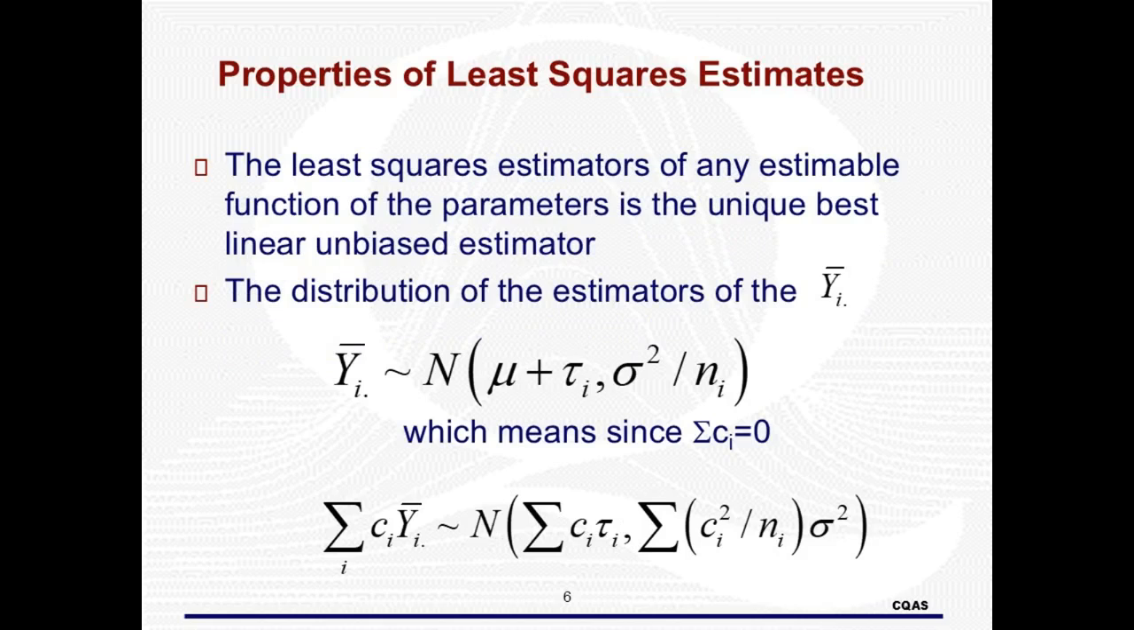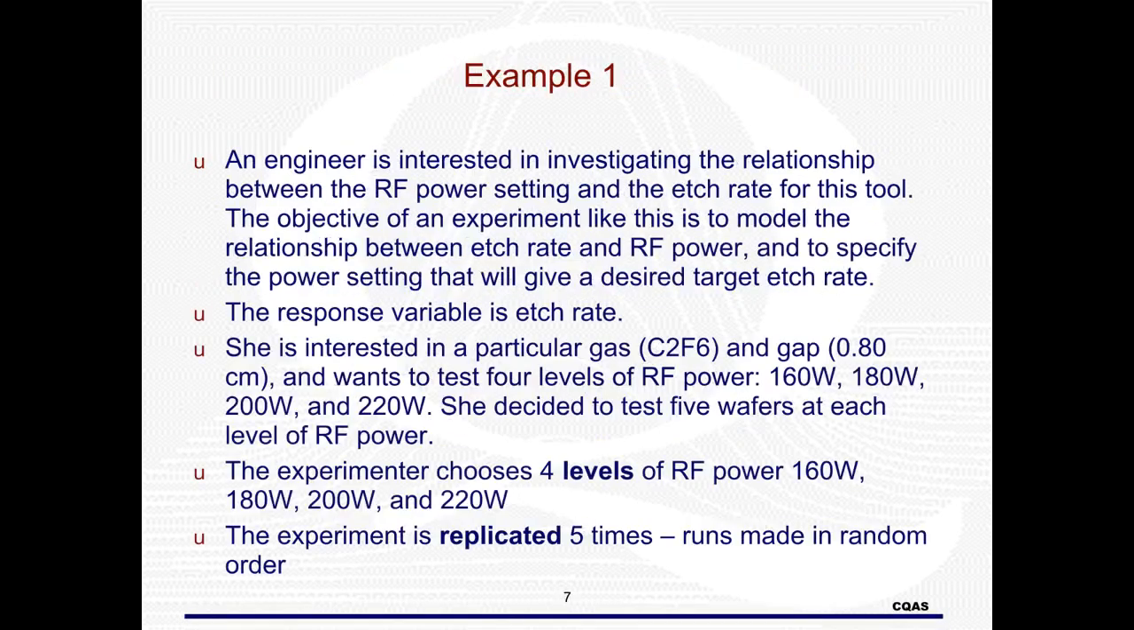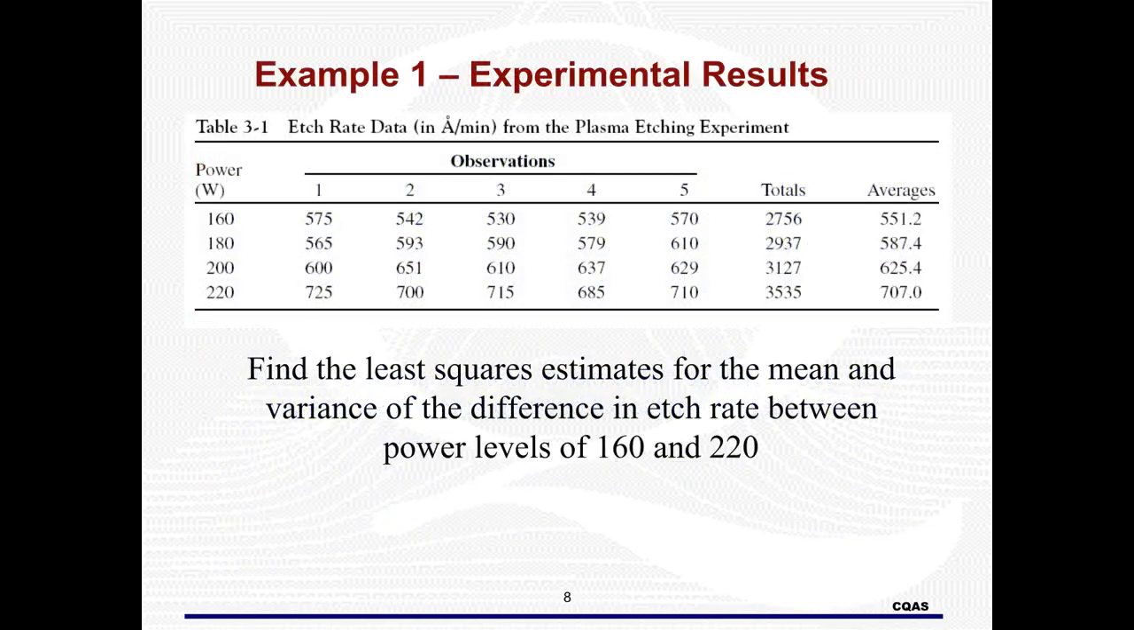Now, if the c_i are constants and the sum of the c_i is 0, then any linear combination of the averages also follows a normal distribution with given mean and variance. You should also notice that when the number of replicates for each level is equal, n will replace n_i in the variance. Here is an example of the one-factor case, where A equals 4 and n equals 5, so the number of runs in the design is 20. Here is the response data. Notice that we have already found the averages per level.